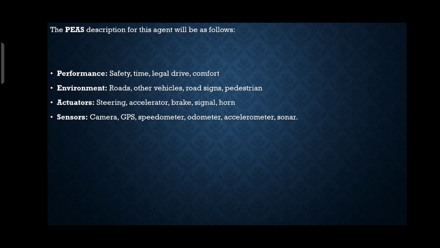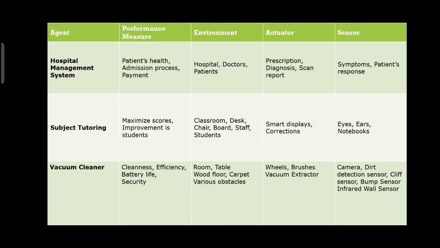Next we see some more examples and describe those agents in this PEAS representation model. The first example is the hospital management system. The performance measure of this agent can be the patient's health, admission process, and payment. Environment can be the hospital itself, the doctors, the patients, the hospital staff and other things. Actuators can be prescriptions, diagnosis of the patient, and scan reports of that patient. Sensors can be the symptoms and the patient's responses.